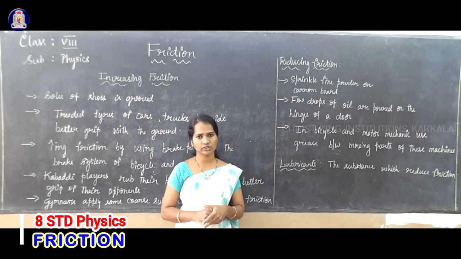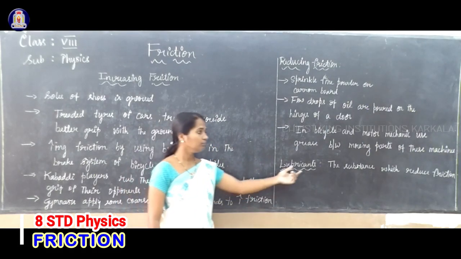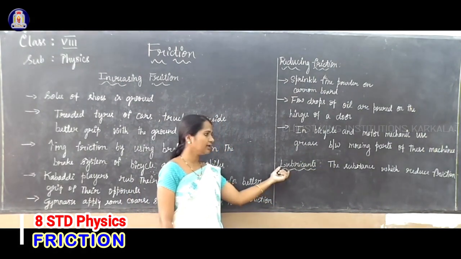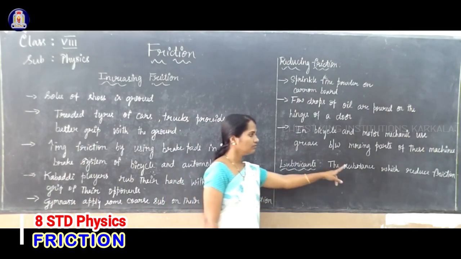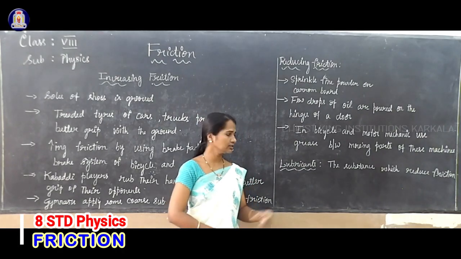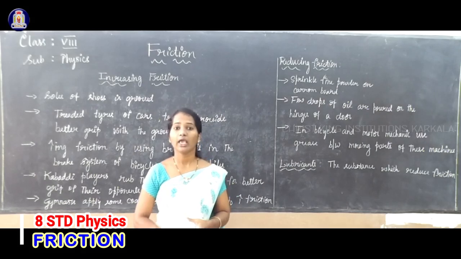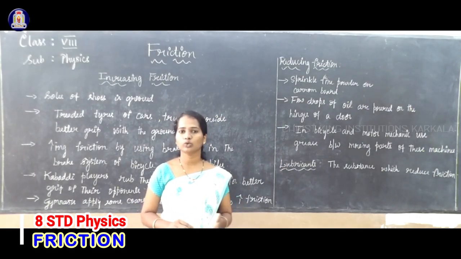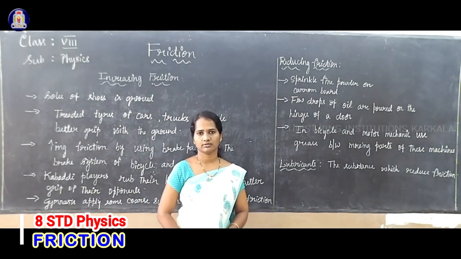minimize their friction. The substances which are used to reduce the friction in machines, we call them lubricants. Lubricants are the substances which reduce the friction in machines. They are called lubricants because in machines, if friction is more, the efficiency of the machines decreases. So, we have to decrease the friction by using lubricants.